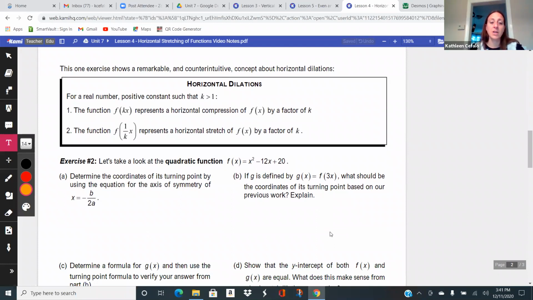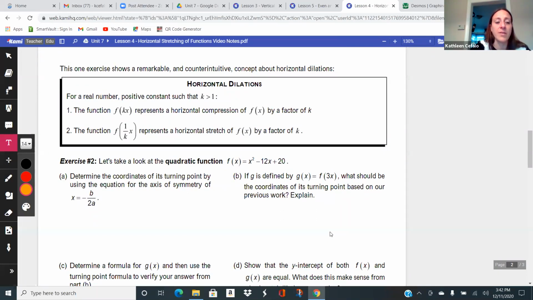And it says the function f of k of x represents a horizontal compression, or sometimes you'll hear it called a shrink, by a factor of k. And then the function 1 over k represents a horizontal stretch. So you would think big, right? You'd think big number, and we have this 1 over k, which is a fraction. So that's where that opposite kind of comes in.